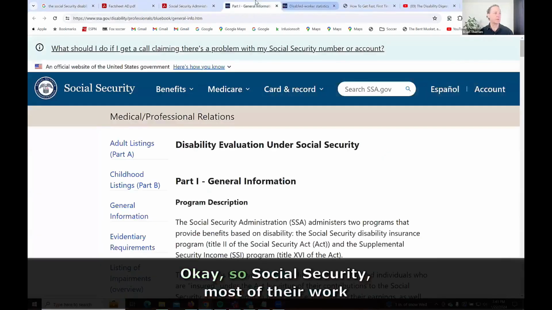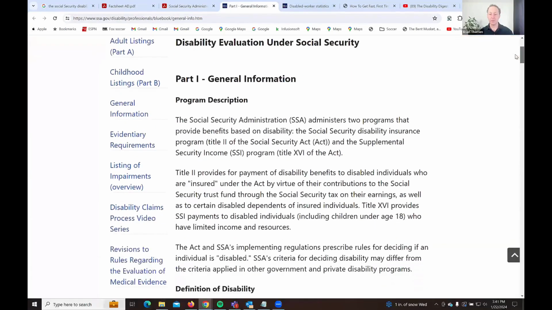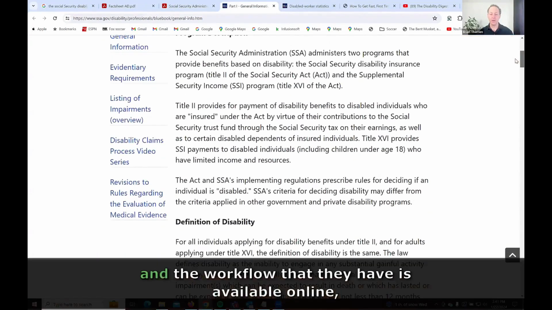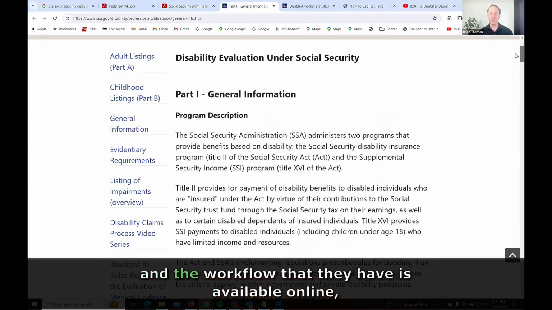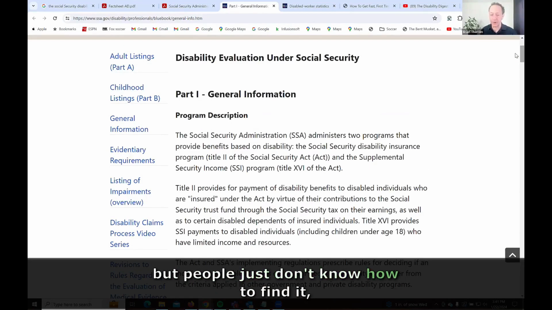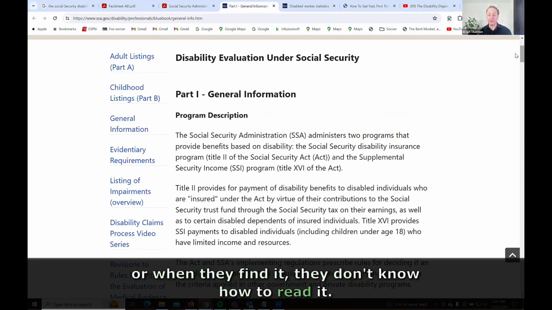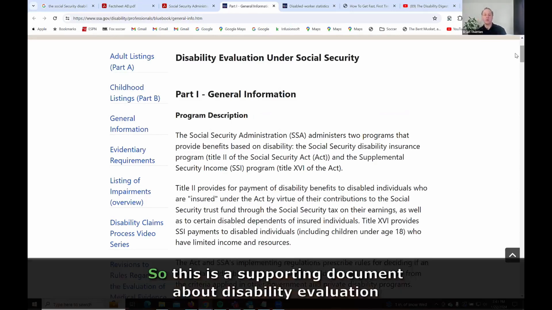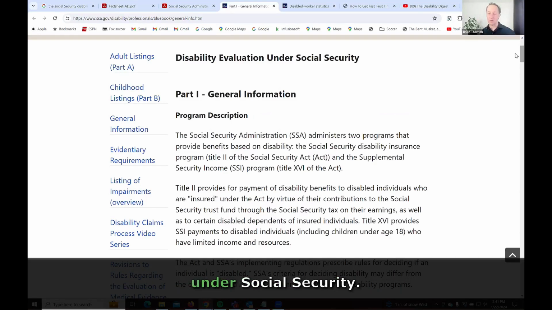Okay, so Social Security: most of their work and the workflow that they have is available online, but people just don't know how to find it, or when they find it, they don't know how to read it. So this is a supporting document about disability evaluation under Social Security.